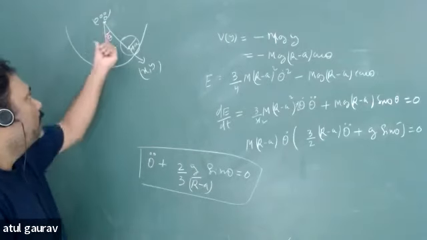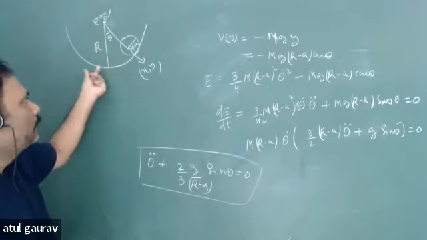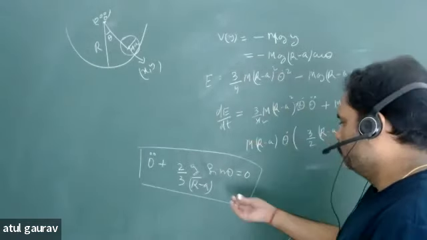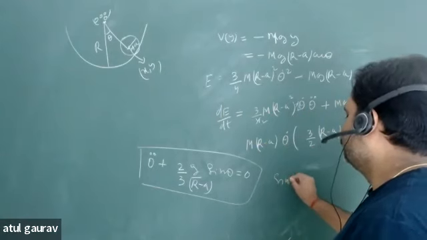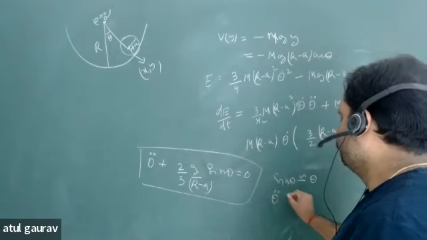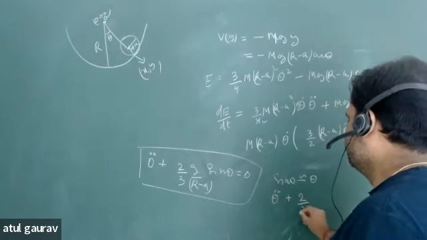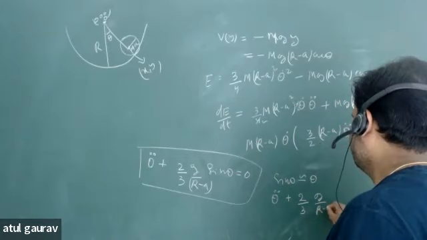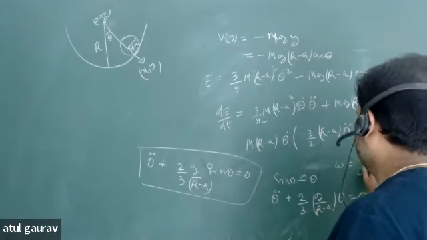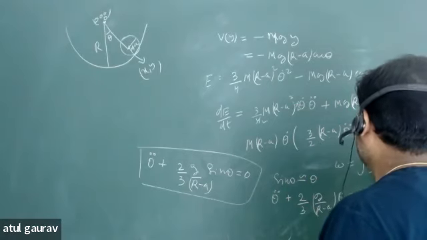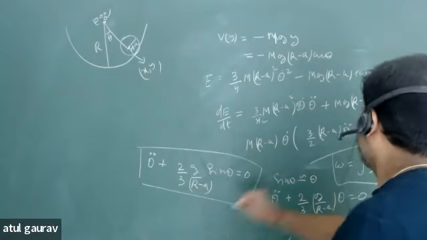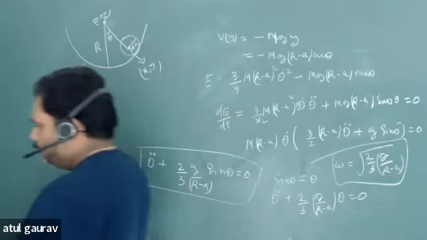And if your sin theta is very small, you are just assuming it is very small, you can find the value of angular frequency for the small oscillation. What will happen? Sin theta is approximately theta. So you can write theta double dot plus 2/3 g upon r minus a theta is equal to 0. So omega is square root of 2/3 g upon r minus a. Everyone is comfortable?